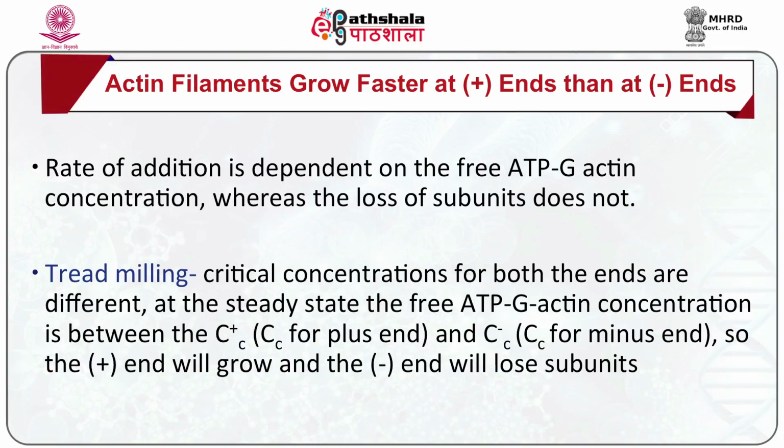The critical concentration for the two ends is different. At the steady state, the free ATP G-actin concentration is between Cc for the plus end and Cc for the minus end. So, the plus end will grow and the minus end will lose subunits. This process is called treadmilling.